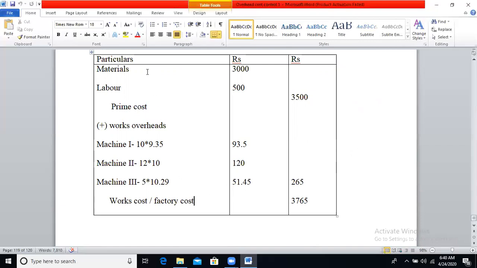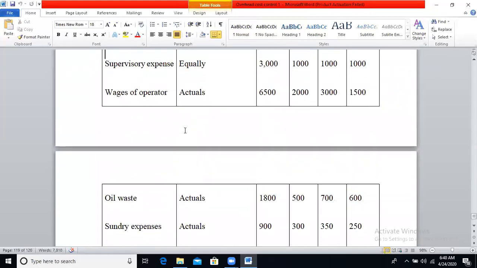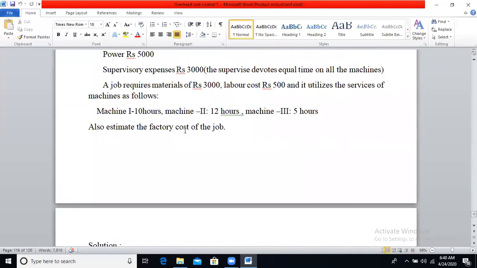So in the problem they have given material cost value 3,000, labor cost value 500, and there is no direct expenses. If you add these two, direct materials and direct labor, you will get prime cost of 3,500. Then works overhead. For works overhead they have given how many hours each machine is working. That is for machine 1, 10 hours, for machine 2, 12 hours, for machine 3, 5 hours.